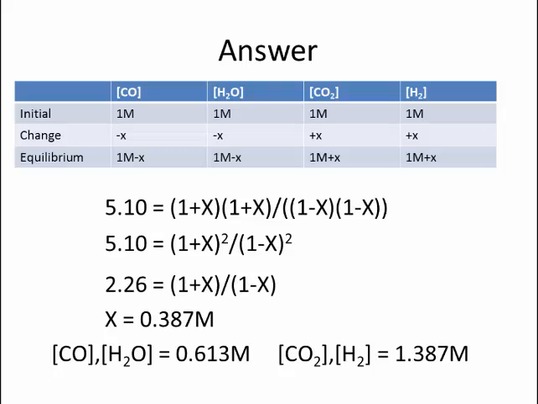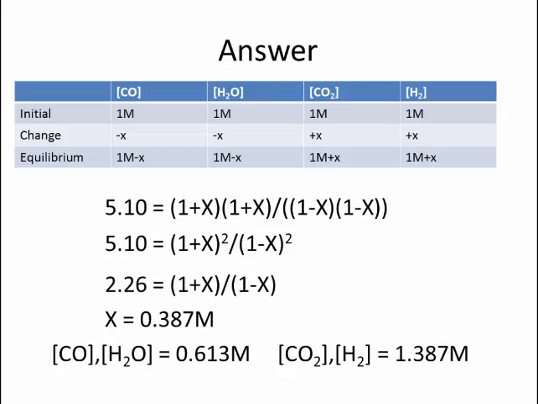So our equilibrium concentration then for the carbon monoxide and the water is they both started at 1 molar, and we're subtracting X amount, so it's 1 molar minus X. And then for the carbon dioxide and hydrogen, since we started at 1 molar, we're adding that amount, so it's 1 molar plus X. So we plug that all into the law of mass action, and we solve for X, and we find out that X is 0.387.